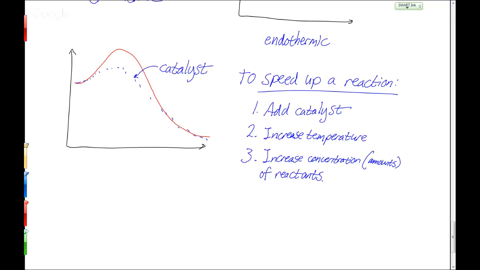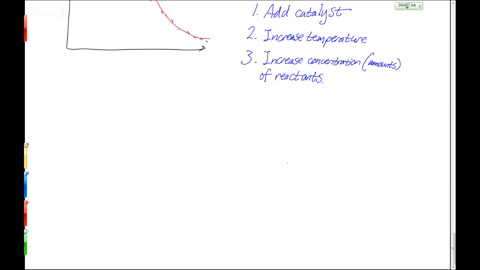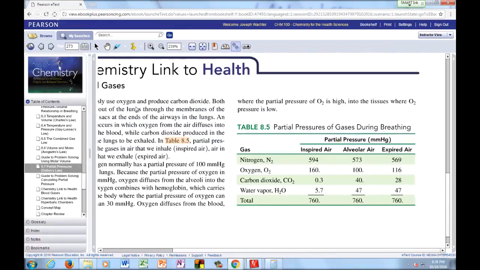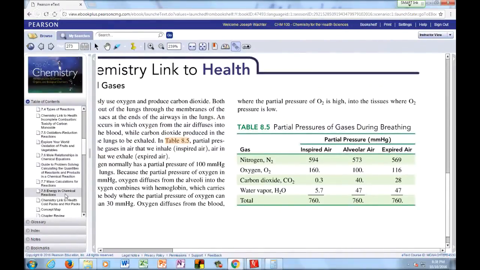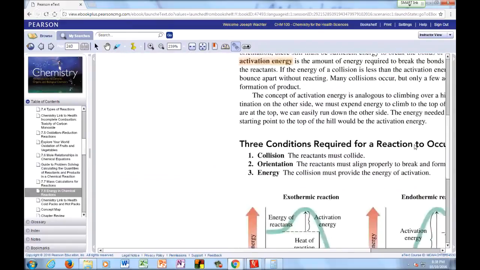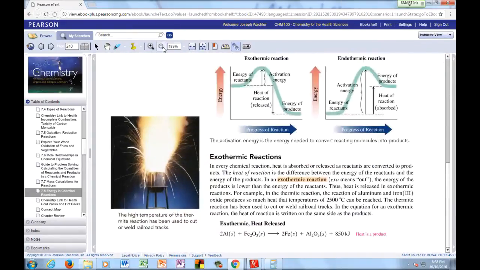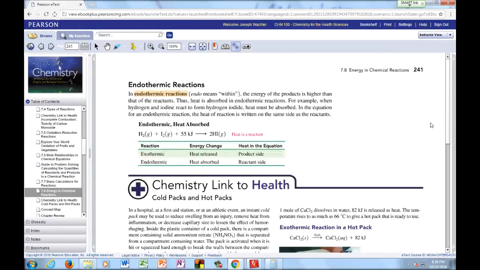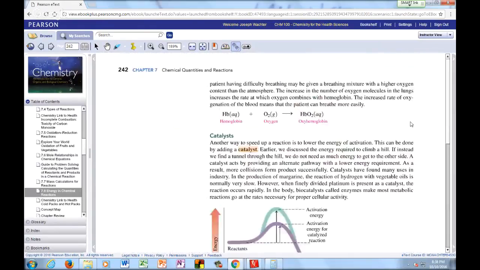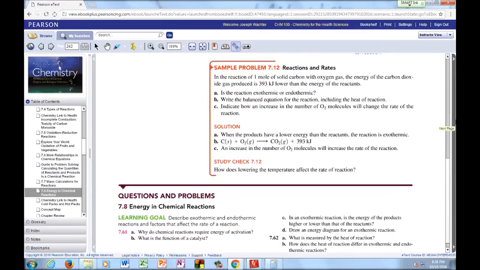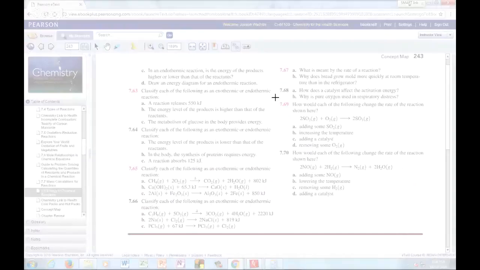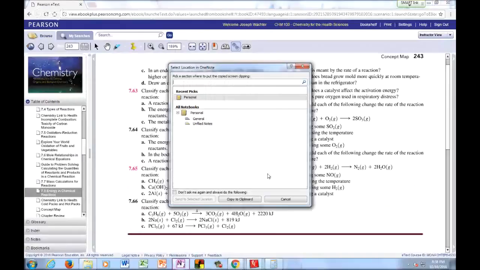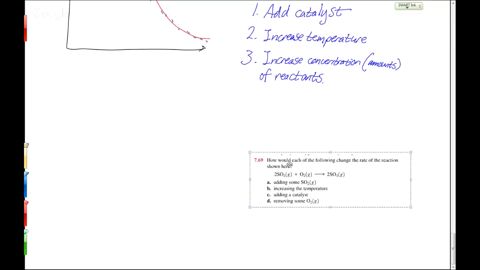Any questions about that? All right, that went pretty quick. Let's take a look at a practice problem for that energy part, and then we'll call it a night. So we should be able to answer this kind of question.